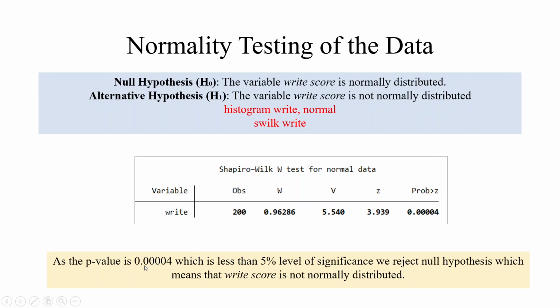As the p-value is 0.00004, which is less than 5% level of significance, we reject the null hypothesis, which means that the write score is not normally distributed. Now in this scenario, we cannot carry out the t-test. We will have to go for the non-parametric version. But for understanding purposes, we will proceed from here.